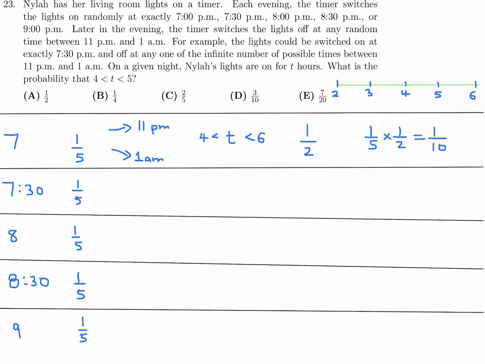Now let's do the exact same thing for all the other guys. Again, 11 p.m. to 1 a.m. This span now would give you from 7:30 to 11 would be 3.5 hours. From 7:30 to 1 a.m. that would be 5.5 hours. So this time our interval, if you started at 7:30, is from 3.5 to 5.5. So from there to there, that's the full interval. But we don't want the full interval. We only want, as always, the time to be between 4 and 5.